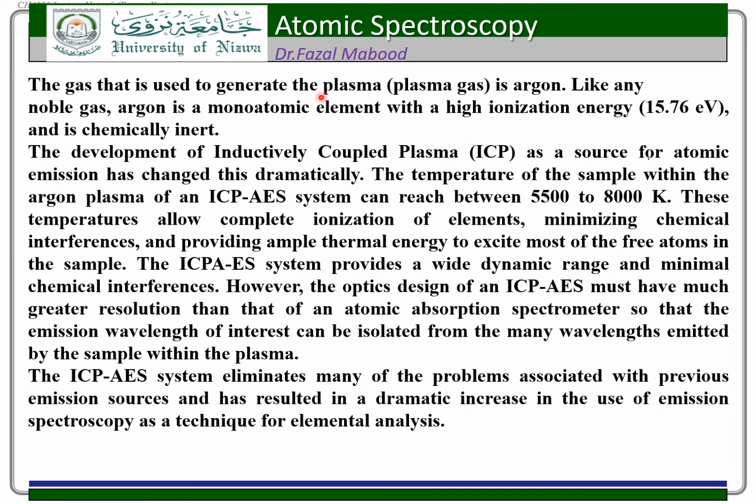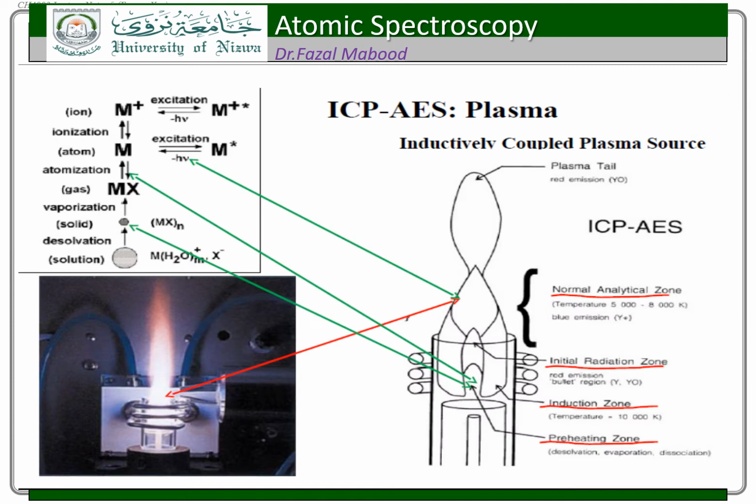The gas that is used to generate the plasma is argon. Like any noble gas, argon is a monoatomic element with a high ionization energy, 15.7 electron volts, and is chemically inert. Here you see again, because we are using it as an atomizer, from the solution there is the source of droplets, then vaporization, after that atomization, then ionization, and after ionization there will be the excitation.